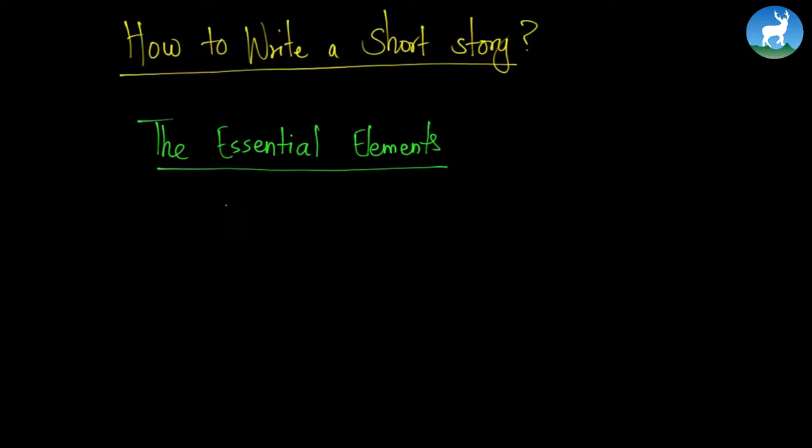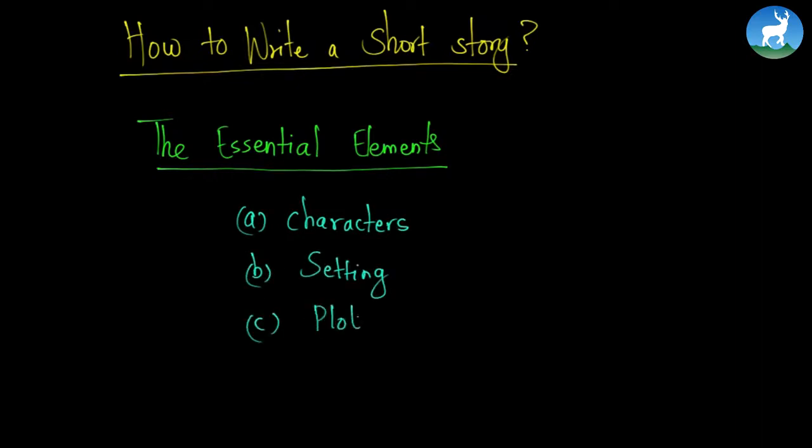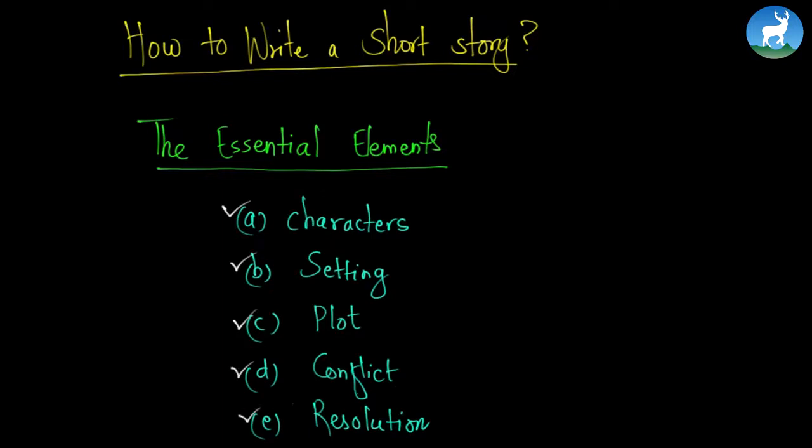Needless to say, a story has 5 basic but important elements. These 5 components are: number A, characters; number B, setting; number C, plot; number D, conflict; and finally, number E, resolution. So these are the 5 different elements of short stories: characters, setting, plot, conflict, and resolution.